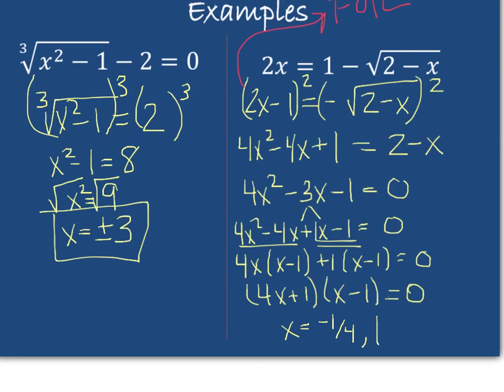Now remember, we have to check our answers. If I take 1 and plug it in, I'm going to get 2 times 1 is 2, so 2 equals, then I plug it in here, 2 minus 1 is 1, 1 minus 1 is going to be 0, so 1 ends up not working. So 1 is not going to be an answer. Now if you take negative 1/4 and plug it into the equation, it will work. So my final answer is x equals negative 1/4.